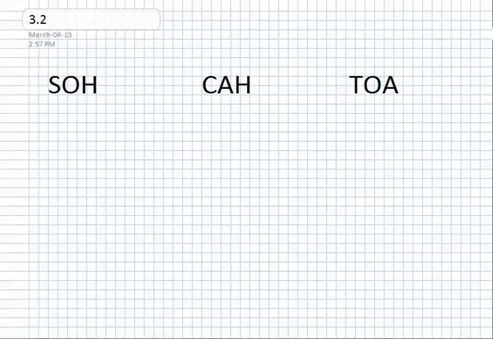Alrighty, folks, we're looking at section 3.2 today, which is just continuing on with trigonometry, only we are going to be adding in a couple of other ratios besides tangent. As you can see here, one of them starts with an S, the other one starts with a C, and it's not sin, but it's actually sine. And the one that's next to it is cosine. So sine, cosine, and tangent are the three trig ratios that we use for right triangles.